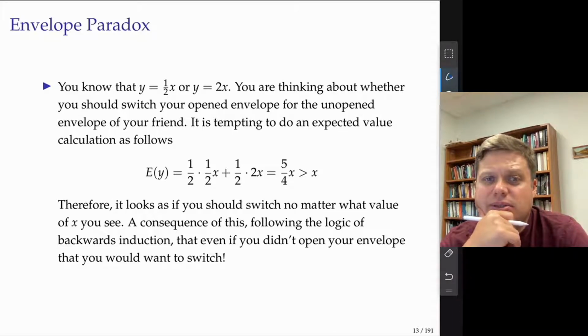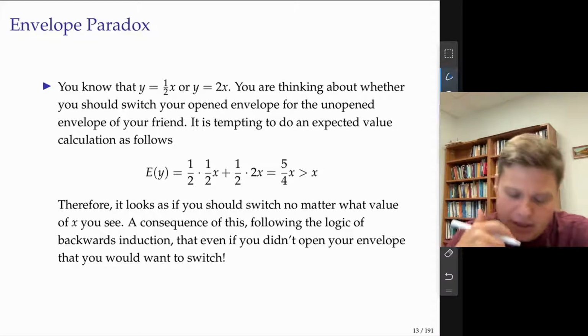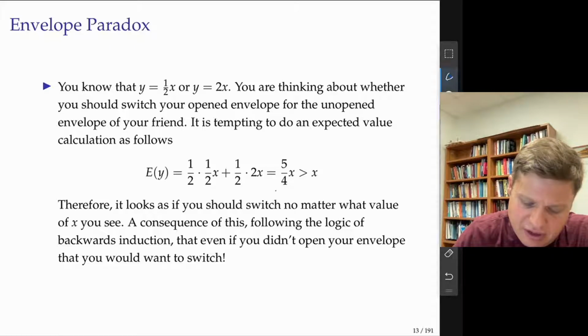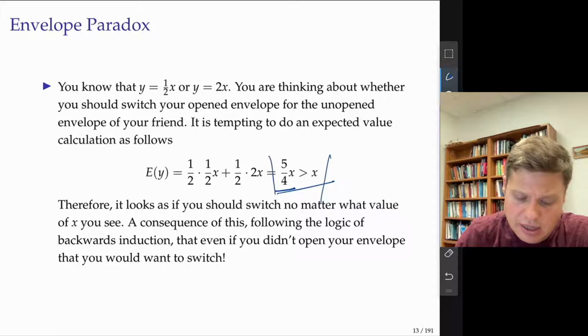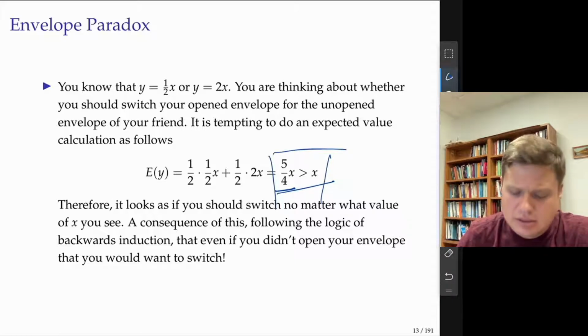And it's tempting to do these expected value calculations that go as follows. With probability 1/2, the opponent has half the money, so 1/2 of X, and with probability 1/2, your opponent has twice the money. And if you calculate the expected value for the random variable Y, the amount of money that your opponent has, then you have 5/4 times X, which is greater than X. Then utility tells you basically to switch.